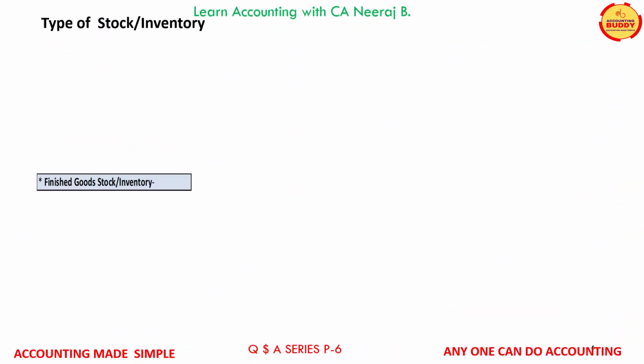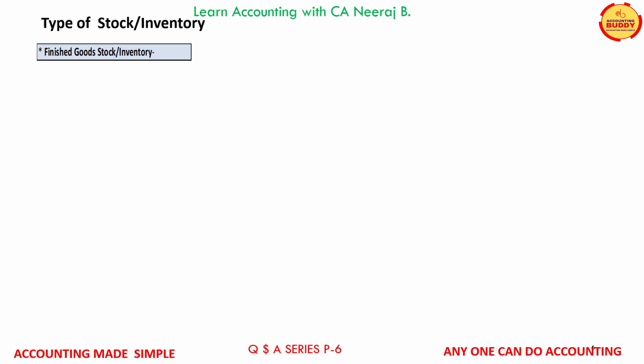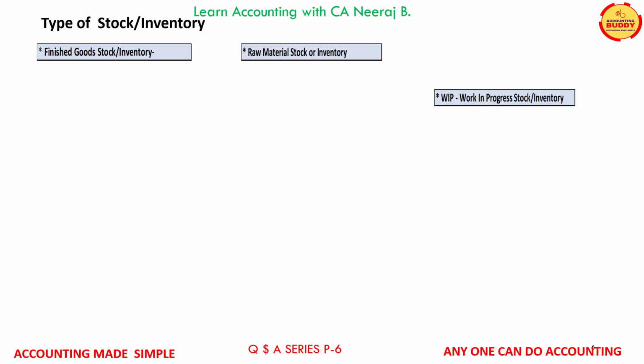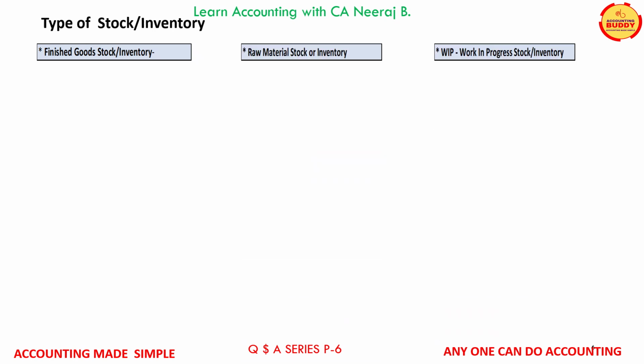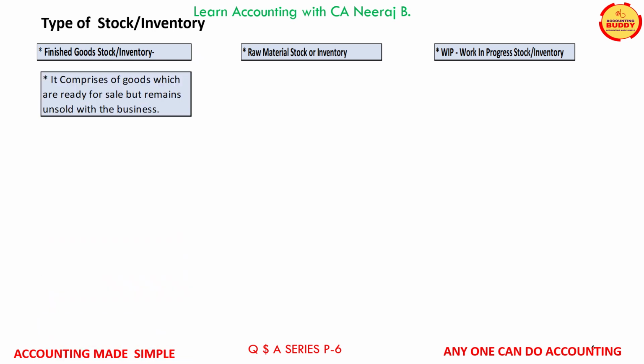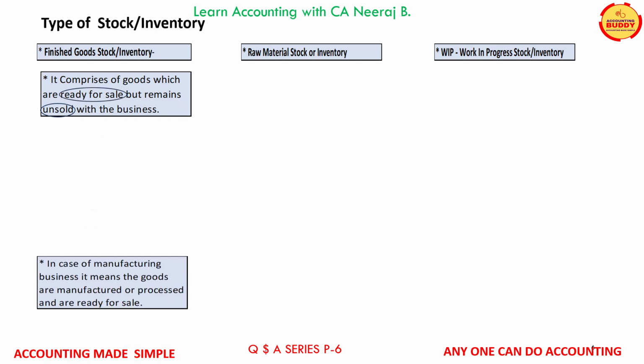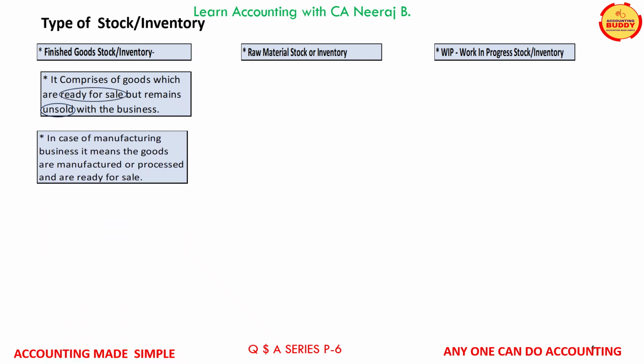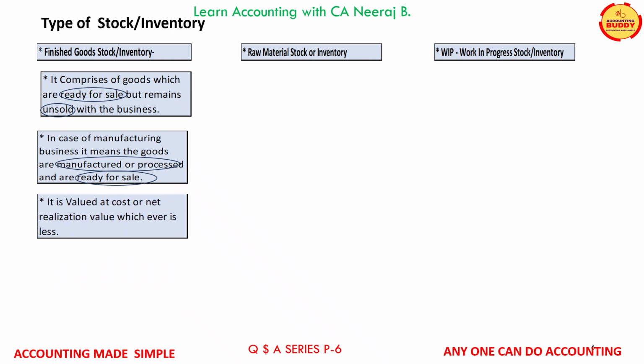Stock can be classified into three categories: finished goods stock, raw material stock, work in progress stock. Let us now discuss these inventory types in detail. Finished goods stock means the value of unsold stock of the goods which are ready for sale. In case of a manufacturing business, it means the stock of goods which is manufactured or processed and is ready for sale. Finished goods are valued at cost or net realizable value, whichever is less.